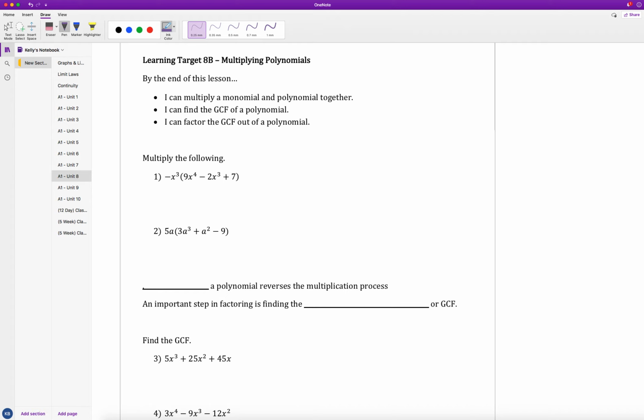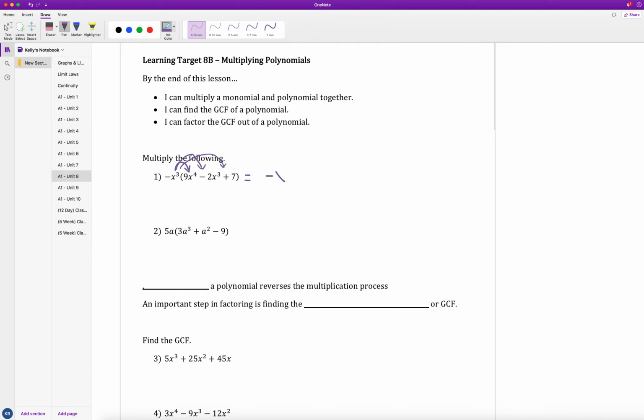Let's look at our first two examples. They say multiply the following. In example 1, we have negative x to the third times the quantity 9x to the fourth minus 2x cubed plus 7. So for me to multiply these out, we're going to distribute. So I'm going to distribute the negative x cubed to each one of these terms. I'm going to write out that step.